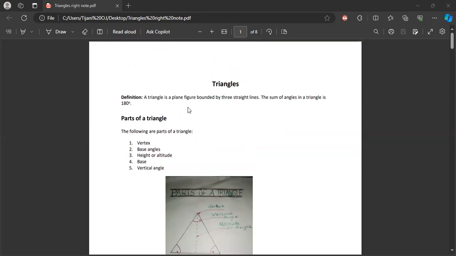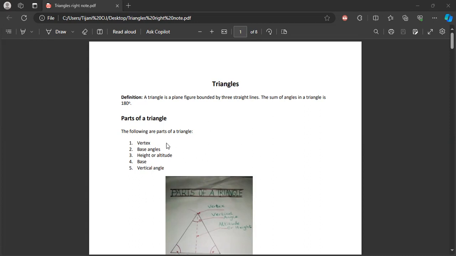Starting with the definition of a triangle: a triangle is a plane figure bounded by 3 straight lines, and the sum of angles in a triangle is 180 degrees. I believe as a technical drawing student, you know that already. Then we also have parts of a triangle.